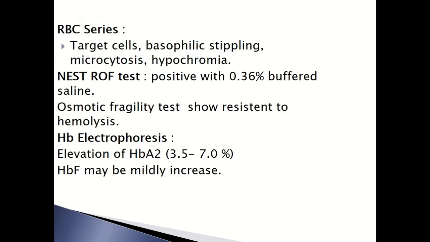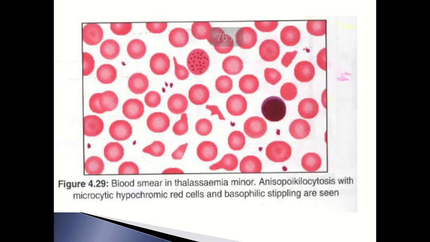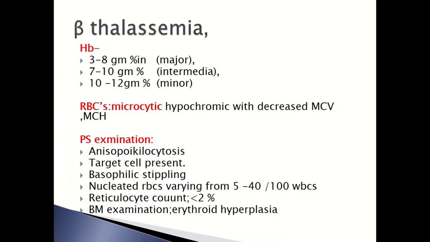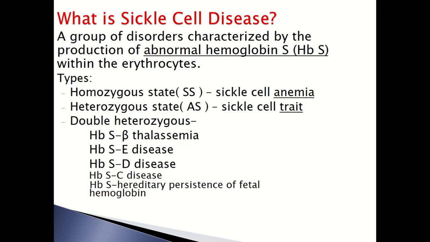One more test, that is the NESTROFT test, the naked eye single tube red cell osmotic fragility test. You have to prepare 0.36% buffered saline and pour RBC sample into it. If there is osmotic fragility, as in thal minor, there is hemolysis, and the line below the test tube becomes invisible. That is the NESTROFT test. You will have a separate discussion in the respective lecture, so I'm not going to discuss all these things. And last, sickle cell anemia.